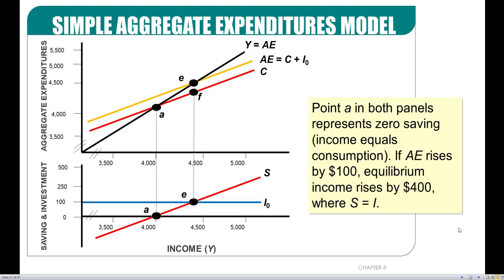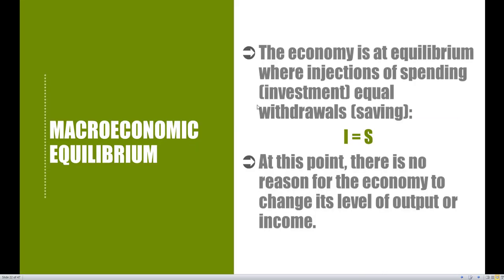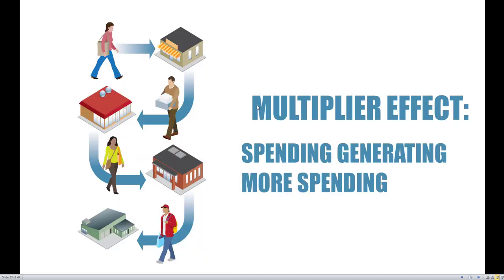At the end of the previous lecture, I posed a question of how did a $100 increase in investment cause a $400 increase in spending and income as we transition from point A to point E. And the idea behind that is something known as the multiplier effect, where spending generates even more spending.